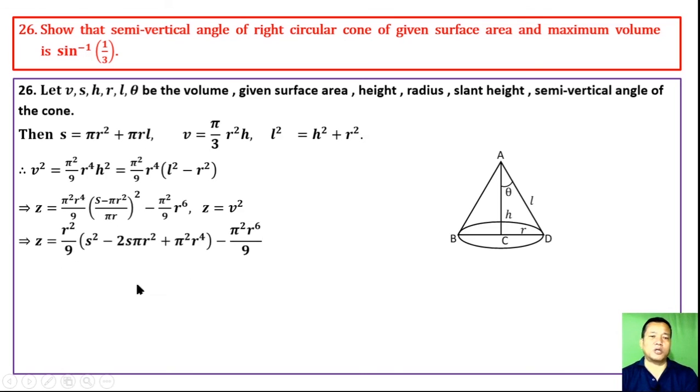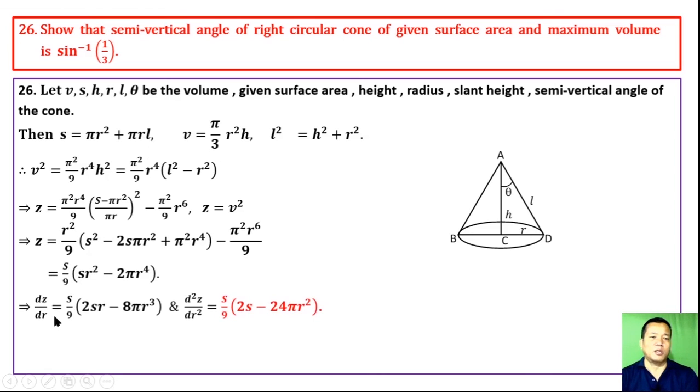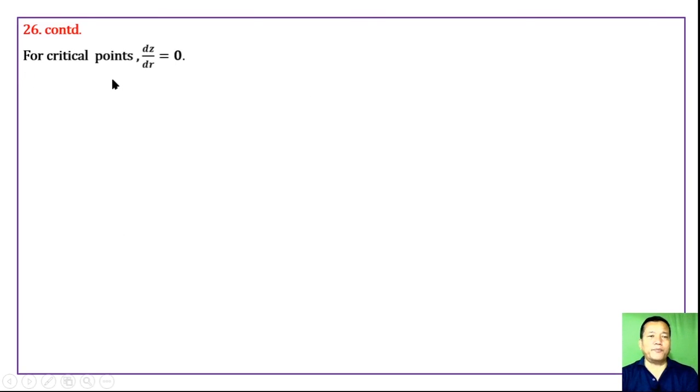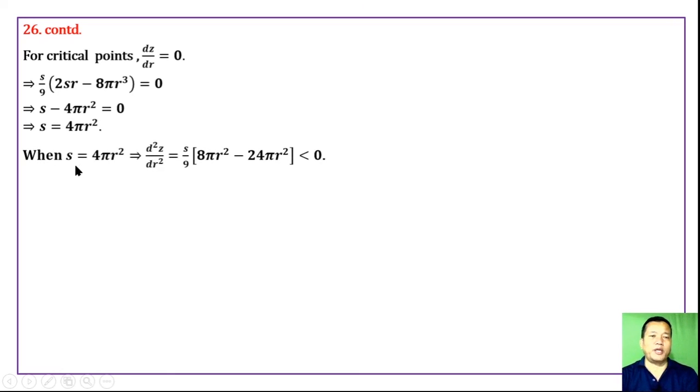Now z is a function of r only, since S is a given value. Now dz by dr is this, and its second order derivative with respect to r is again this. For critical points, we put dz by dr equal to 0, which gives S equal to 4 pi r square. When S is 4 pi r square, the value of the second order derivative is a negative number. Therefore, z is maximum when S is 4 pi r square.